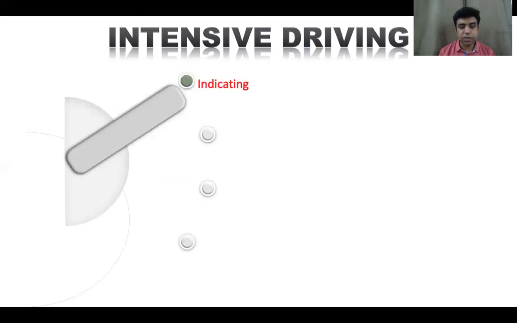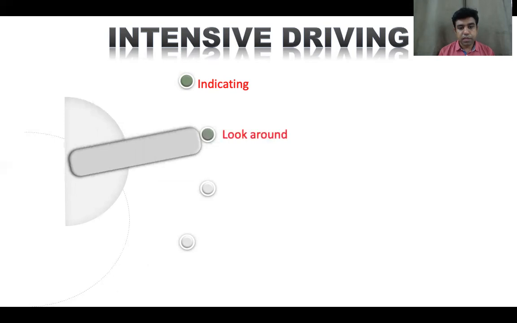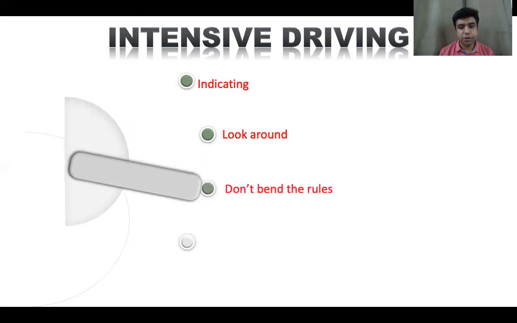First thing, we need to have proper indications. The driver must indicate properly. It has been said that whenever you are taking a turn, at least start indicating before 5 seconds. Right? Next is to look around. We need to look around through all three mirrors. Then we need to take a decision. Then don't bend the rules.